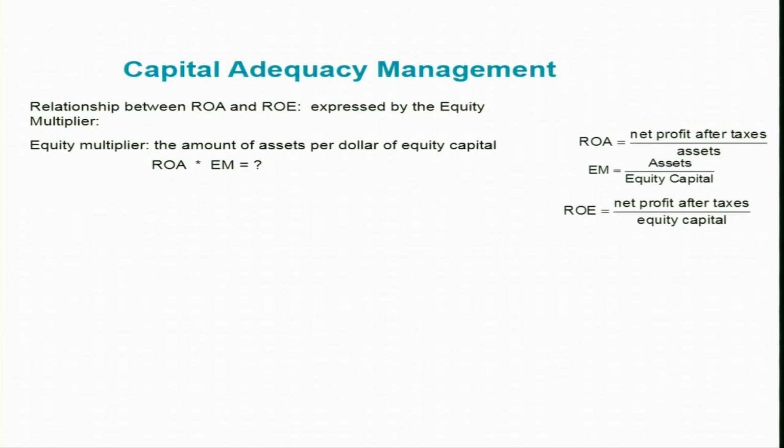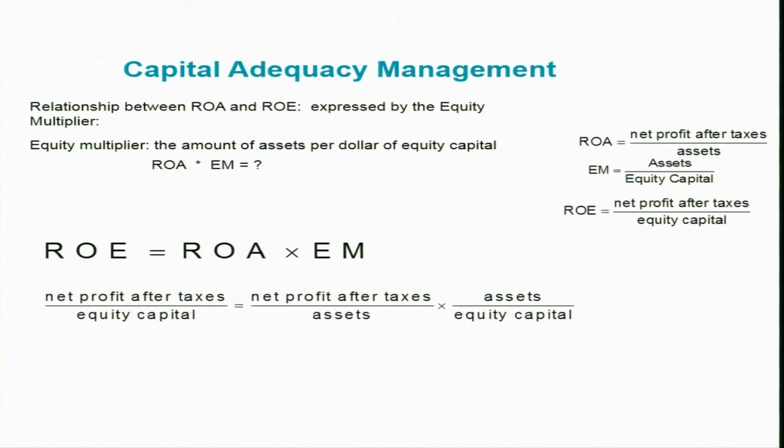The relationship between ROA and ROE can be expressed by the equity multiplier, which we will write down shortly: the amount of assets per dollar of equity capital. That means per unit of capital, how many assets a bank can raise. So ROE is equal to ROA times the equity multiplier, EM. The equity multiplier is the amount of assets per dollar of equity capital, the assets per unit of capital.